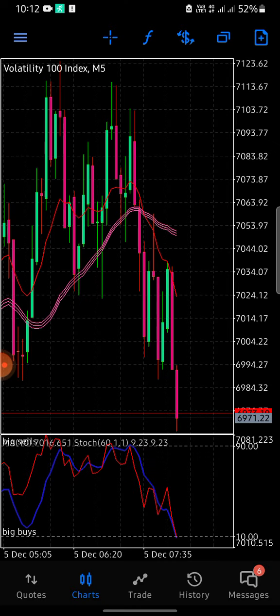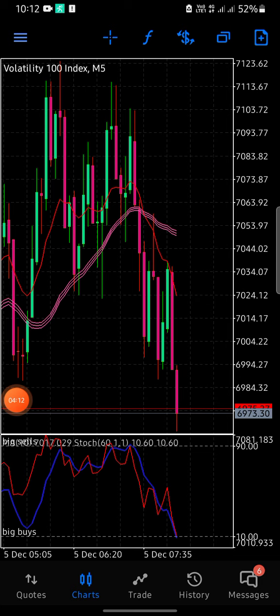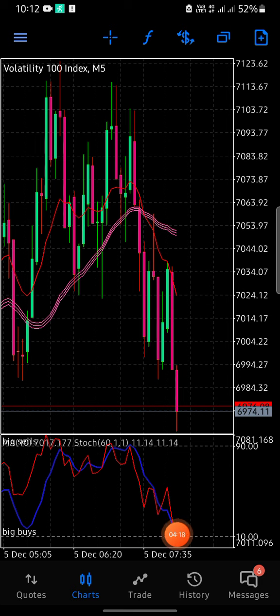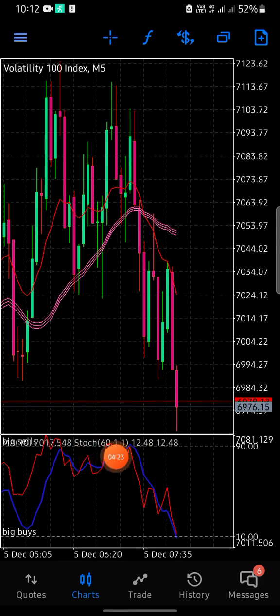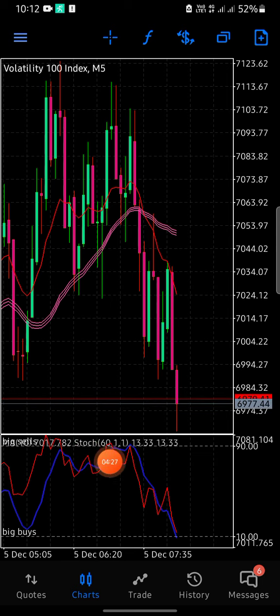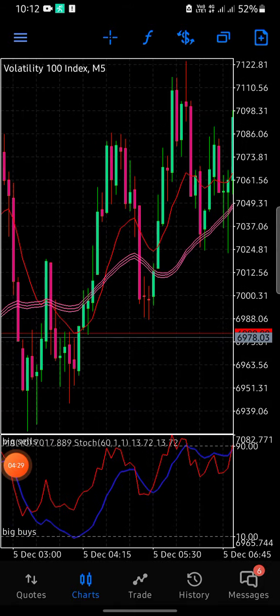So if you go back, you can see that there are big buys and big sales. But you don't just buy when they touch here. These lines have to cross each other at the level 10 for you to buy, or they have to cross each other over the 90 level for you to sell. Like they have to cross, as maybe you can see.